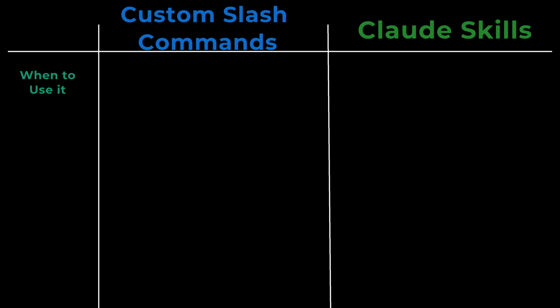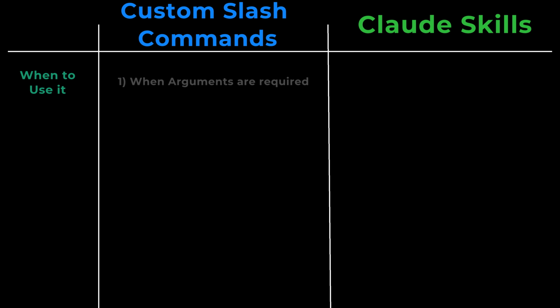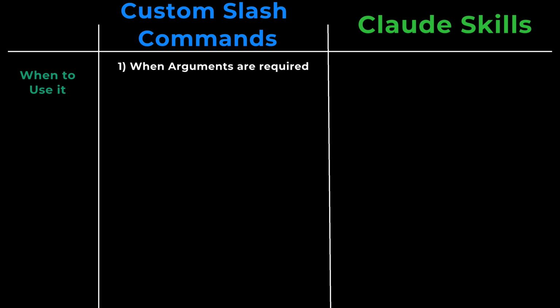So, when should you use each one? If your task needs arguments like an issue number, a file path, or a version, that's a perfect fit for a custom/command. They're also great when the task is simple, repetitive, and fits into one short markdown file. You get full manual control, you trigger it exactly when you need it by typing the command.